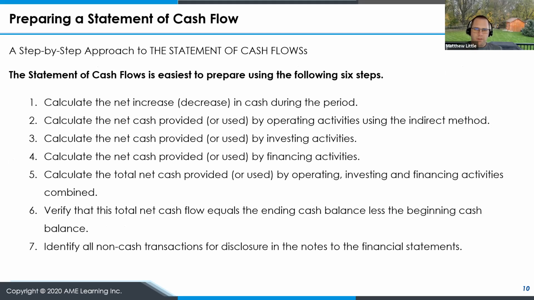When we're looking at the statement of cash flows, typically what you want to do is calculate the net increase or decrease in cash during the period. So you look at your cash balances, perhaps from one accounting period to the other, so very often year over year. You would then calculate the net cash provided or used by operating if you're using the indirect method. You would then calculate the net cash provided or used by investing, then by financing, and that determines the total net cash provided by the sum of operating, investing, and financing activities.